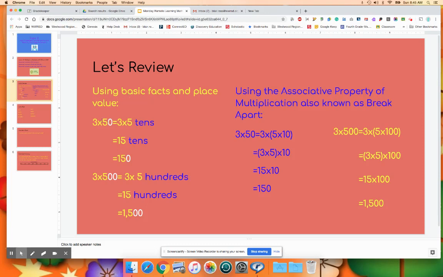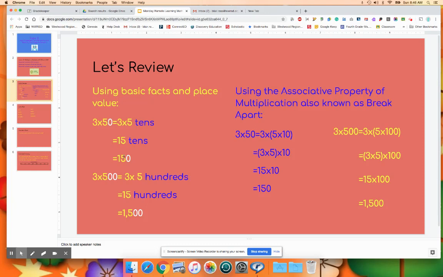do the multiplication. So the original problem is 3 times 50. And remember, 50 is a multiple of 10: 10, 20, 30, 40, 50. So you can think of your basic facts, right? So you can think of 3 times 5, which is 15, right? Or 3 times 5 tens. So if I multiply 3 times 5, I get 15, and 15 tens. So 15 times 10 is 150, right?